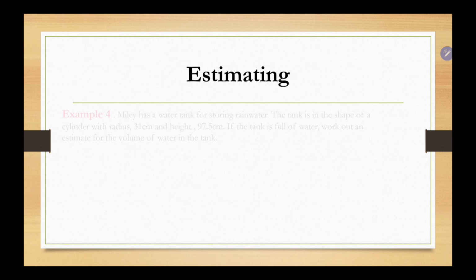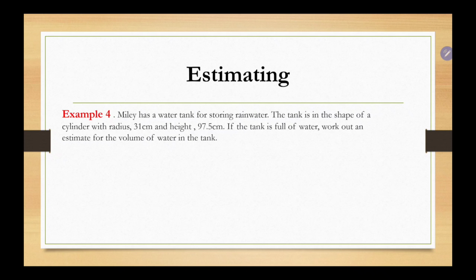So let's take a look at the next example. Example 4. Miley has a water tank for storing rainwater. The tank is in the shape of a cylinder with radius 31 centimeters and height 97.5. If the tank is full of water, work out an estimate for the volume of water in the tank. Okay, we can start off by representing the tank, which is in the form of a cylinder, like this. Then we have the dimensions given to us, a height of 97.5 and a radius of 31.